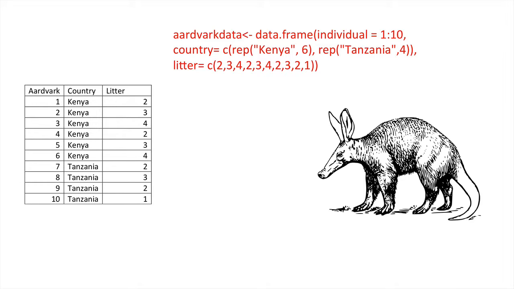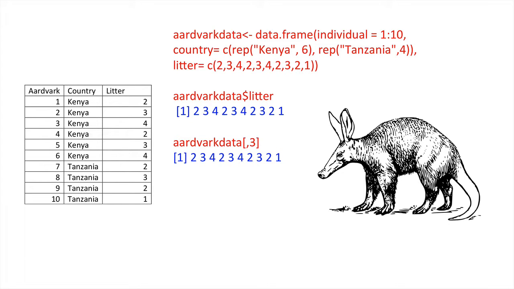And then finally, the interesting data that we have is the litter. So it's 2, 3, 4 all the way down to 2, 1. Well, we can create a data frame like that, and then we can ask questions. For example, we can say aardvark $litter refers to the litter variable within that data frame aardvark data. And the way we refer to the names of variables within data frames is using that dollar sign.